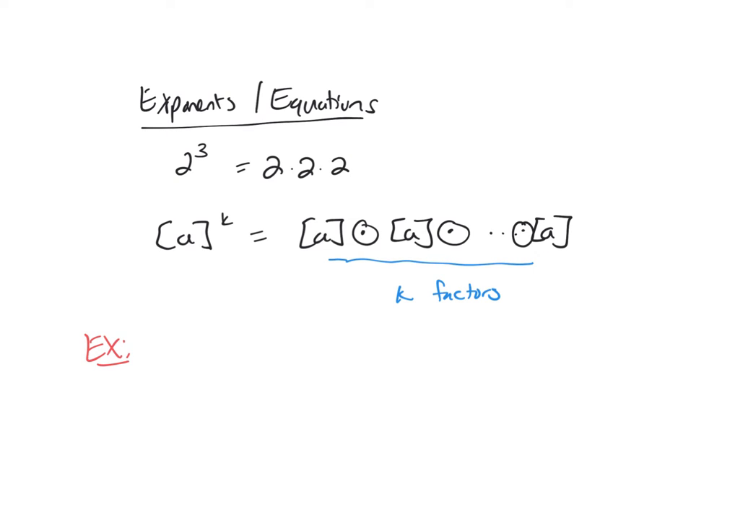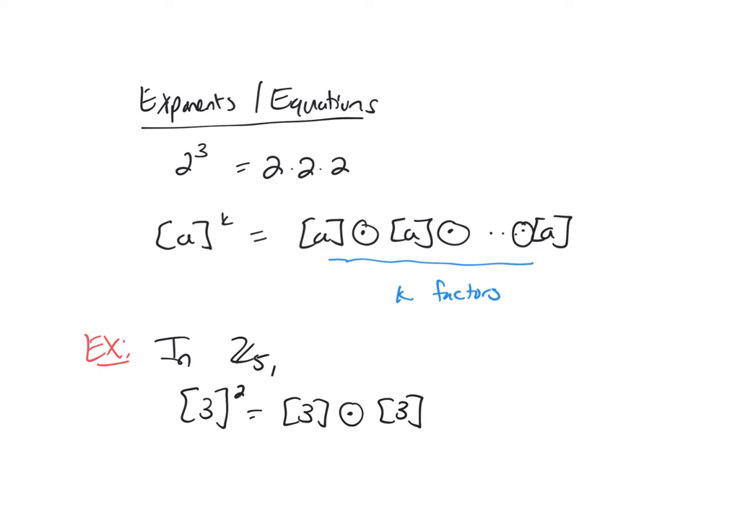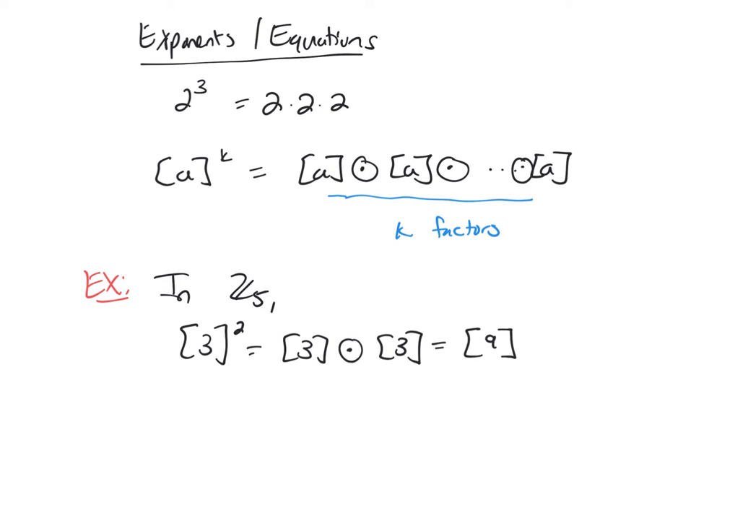Let's stick with Z5. In Z5, if I take 3 squared, that means I'm taking 3 times 3. I just have 2 factors of 3. So you're going to multiply. You get the equivalence class of 9. And we need to reduce that down. So what's the remainder when I divide 9 by 5? It's 4. So 3 squared would be the equivalence class 4.